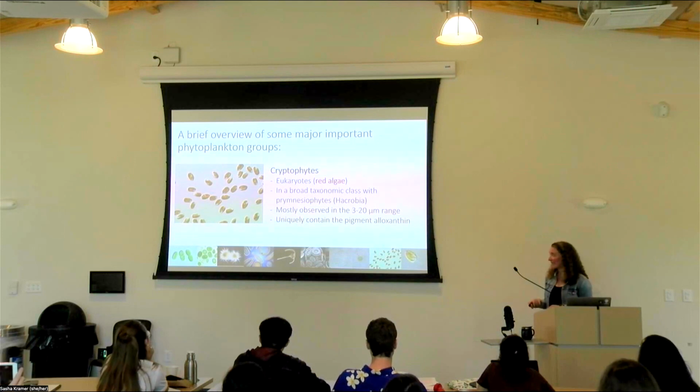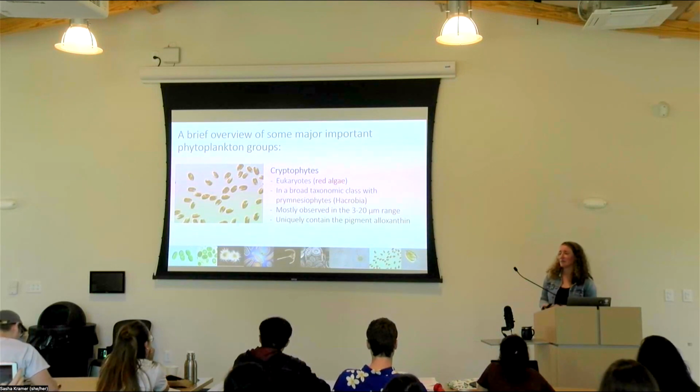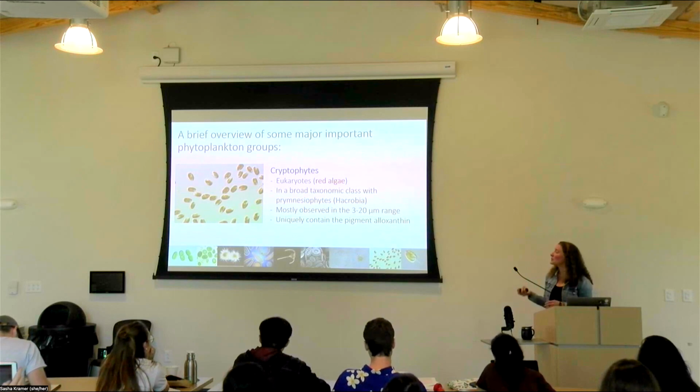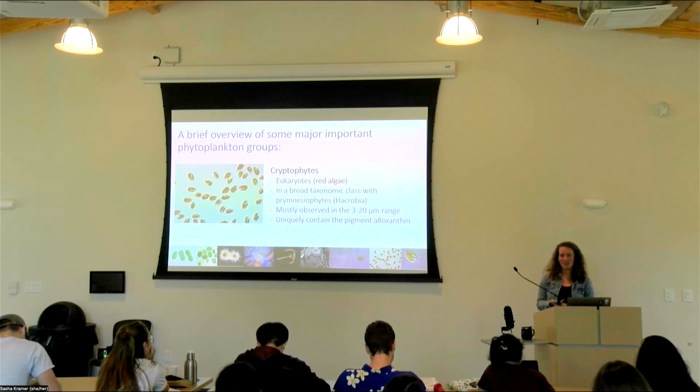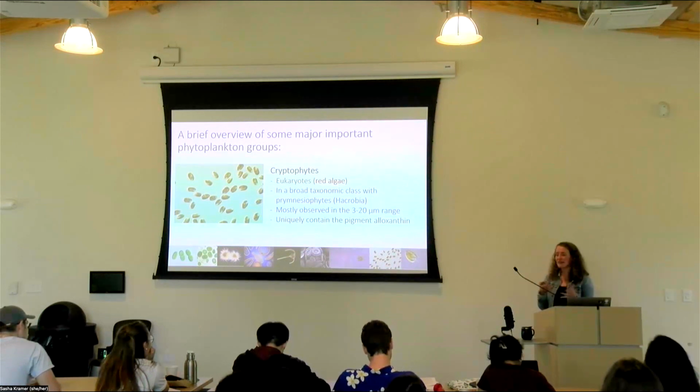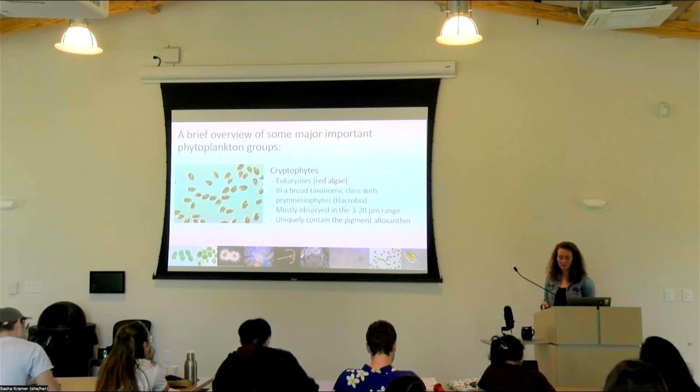And then the cryptophytes, fortunately, we have a fun way to detect them as well. They uniquely contain the pigment alloxanthin. So we can use that as an indicator of when we might have cryptophytes in the environment. Although since they're often small cells and sometimes they're not in super high abundance, it isn't always a great way to be able to separate them from other phytoplankton. Sometimes it just means that they're co-occurring with other groups.